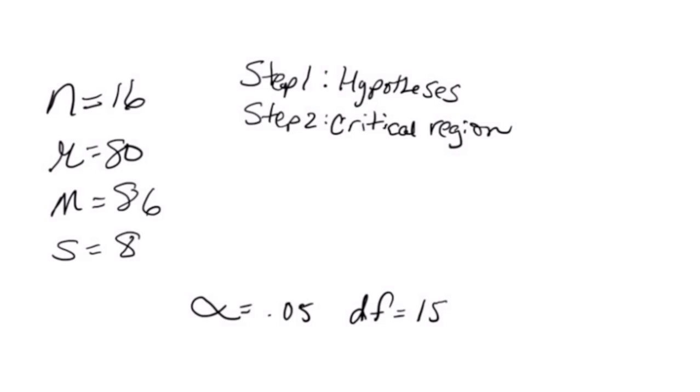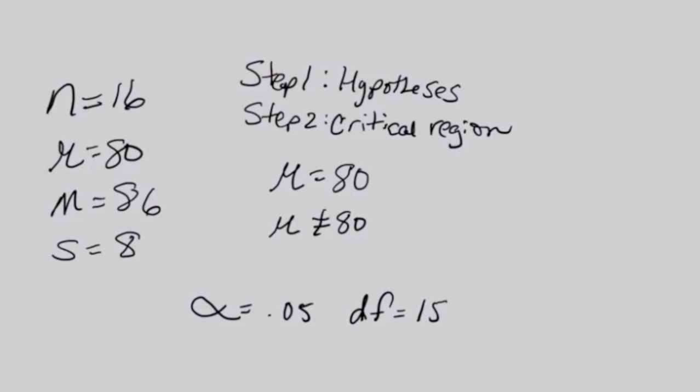So let's do that. First of all, with the hypotheses, I'm going to say that the null hypothesis is that mu is equal to 80. That means that the population mean that our sample came from is equal to 80. The alternative hypothesis is that mu is not equal to 80. In other words, our sample has a population mean that's not equal to 80. All right, so we've done that. That's setting our hypotheses. Next, we're going to find our critical region.